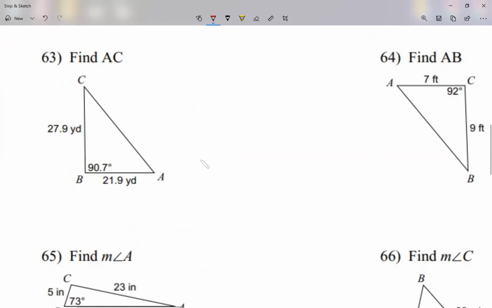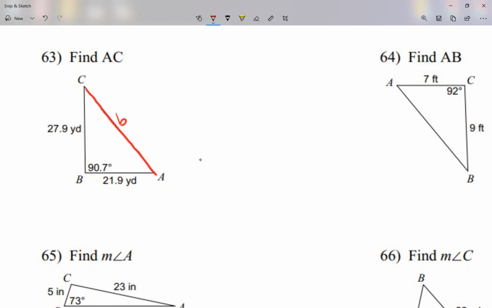Let's take a look at question number 63. I'm asked to solve for AC, which is what we usually call side B. The only angle that I have is 90.7, and I don't have the opposite side. So I cannot use the law of sines. In this case, I'm going to use the law of cosines because I have angle B.